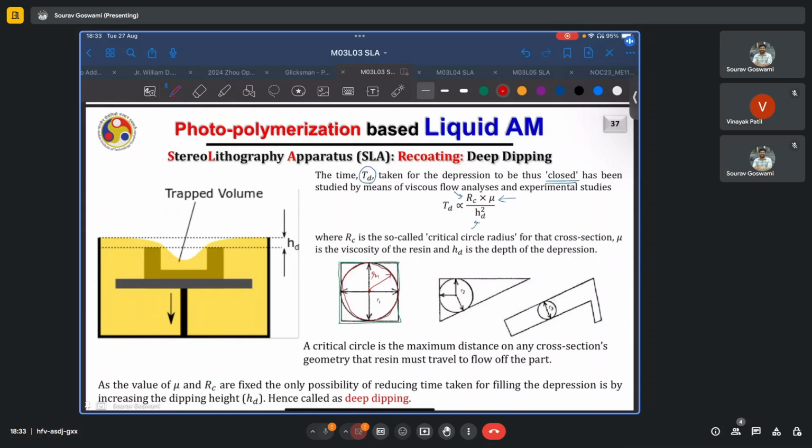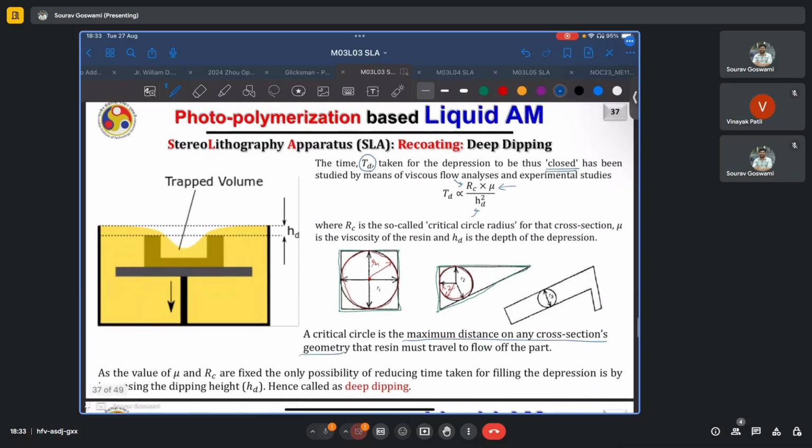For a triangular section such as this, the critical circle again is drawn here. I'm just highlighting it in red. And similarly for any other sections. Formally, it is defined as the maximum distance on any cross section's geometry that the resin must travel to flow off the path.